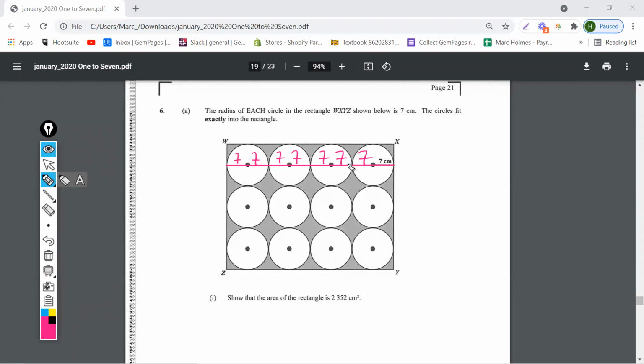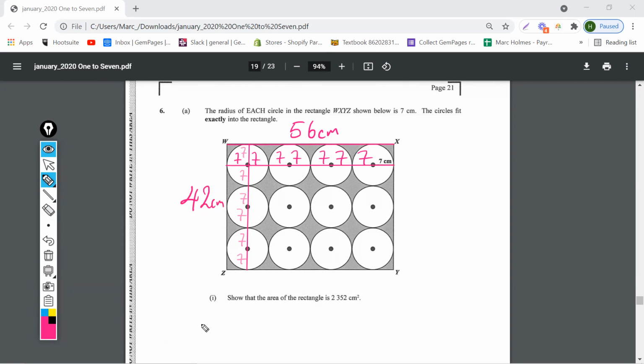So this is the rectangle, right? Now, if here is 7, here is 7, and if you add up all of these 7s, you should get 56 centimeters for this side. That's how this rectangle is set up. Also, if you draw a line here as well, then here is 7, here is 7, here is 7, here is 7, here is 7, and here is 7. If you add those up, how many sevens is that? 6 sevens. You should get 42 centimeters.